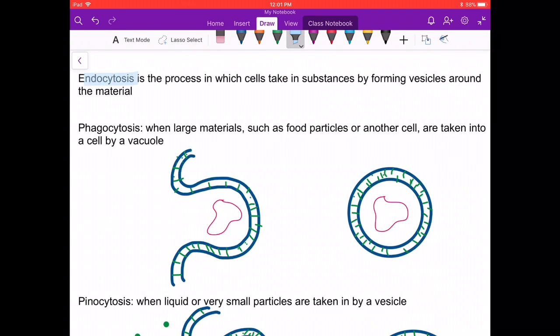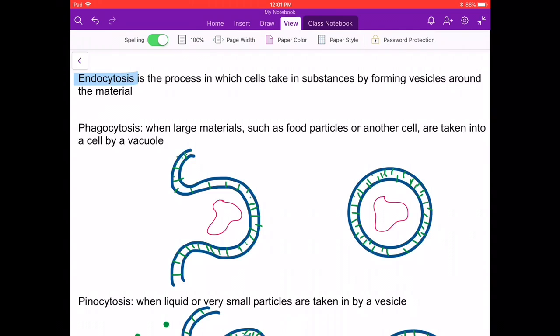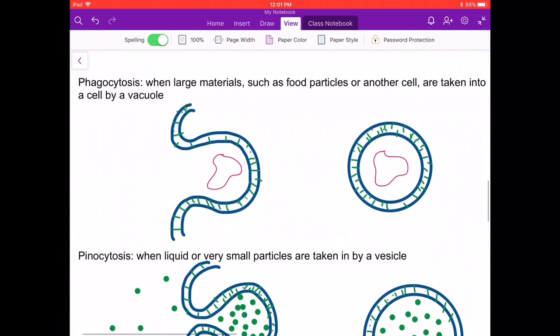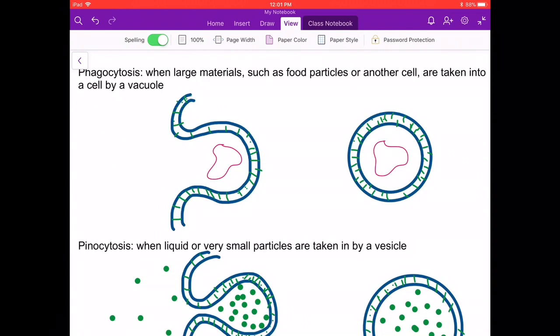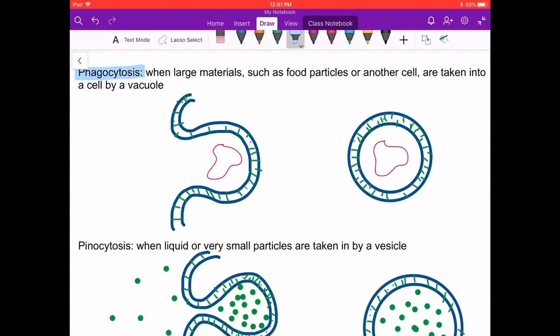Endocytosis is the process in which cells take in substances by forming vesicles around the material. First, a portion of the plasma membrane invaginates to envelope the substance, then the membrane pinches off to form an intracellular vesicle. There are three types of endocytosis. The first one is phagocytosis. Phagocytosis occurs when large materials such as food particles or other cells are taken into a cell by a vacuole.